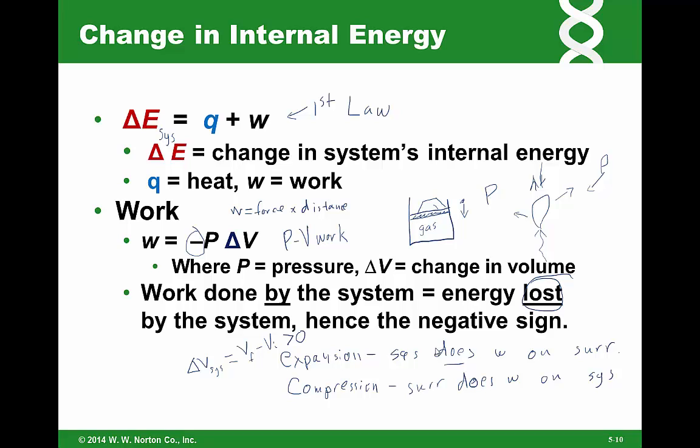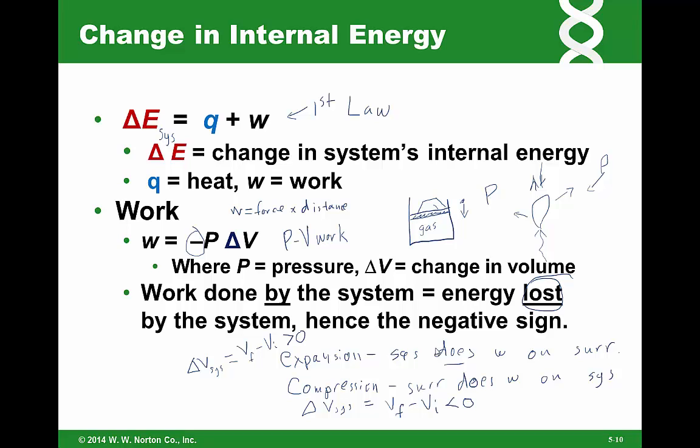Because our final volume is bigger than our initial volume. Whereas if we're looking at compression and thinking about delta V for our system, which is still going to be final minus initial, so V final minus V initial. In this case, though, for compression, our final volume would be smaller than it was initially. So we're taking a small number minus a bigger number, and that's going to give us a number that is less than 0, or a negative number.